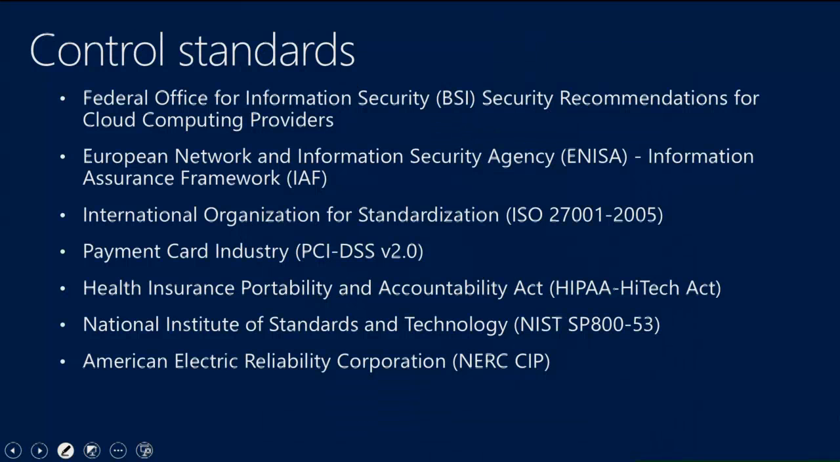The last thing the report does is map back to the control standards based on the Federal Office of Information Security for BSI, European Union ENISA, ISO, PCI DSS, HIPAA, NIST, NERC. These are some of the most common regulatory bodies, and the tool will auto-map this for you. Again, I'll show this to you. This is the beauty of this: you can generate this report in about 15 minutes.